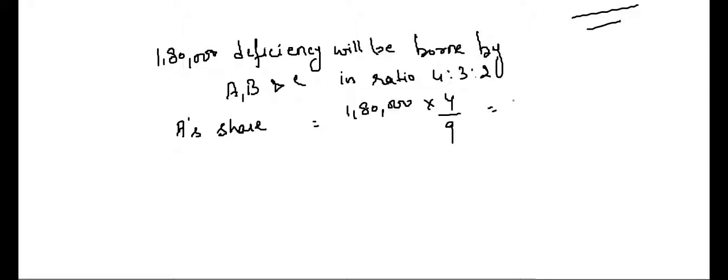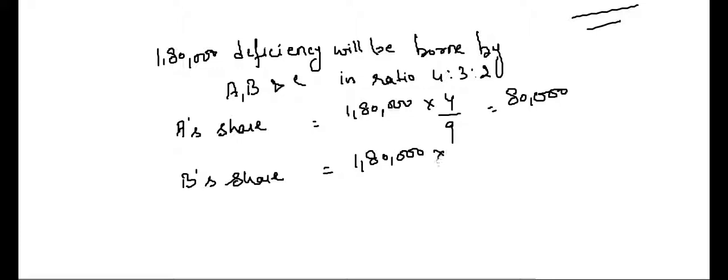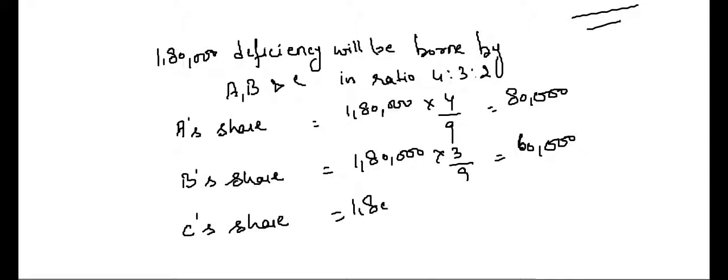That comes to 80,000. What is B's share? B's share will be 1,80,000 into 3 by 9, 60,000. And what will be C's share? It will be 1,80,000 into 2 by 9. This comes to 40,000. So this is the firm's deficiency.